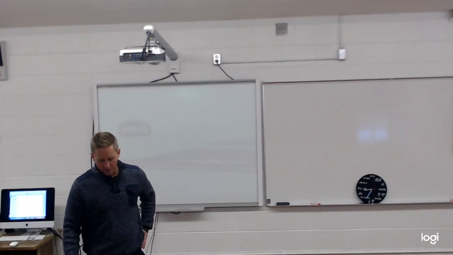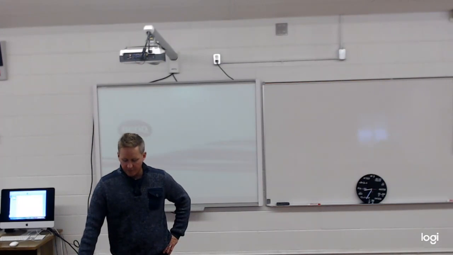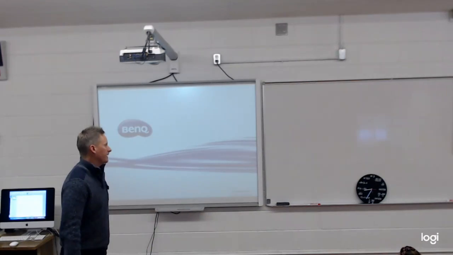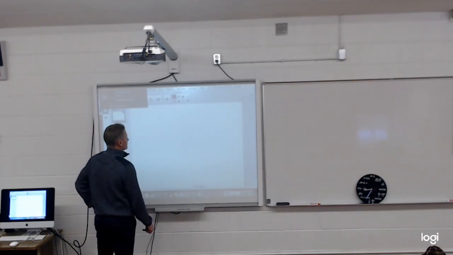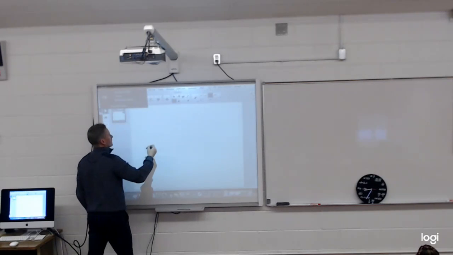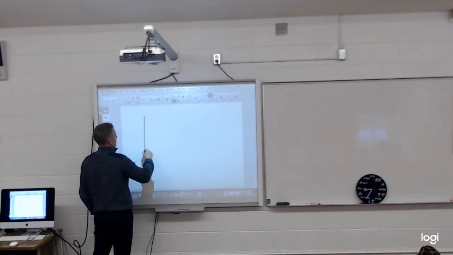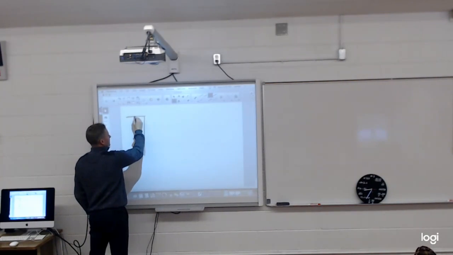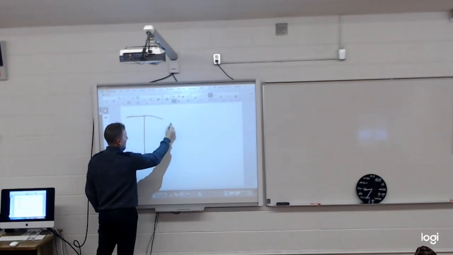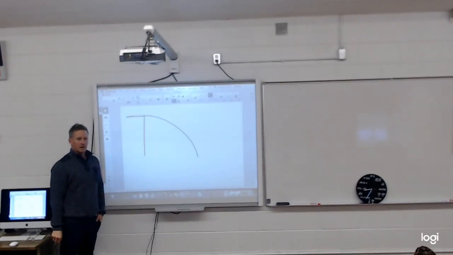A rock is thrown horizontally at 10 meters per second from the top of a cliff 122.5 meters high. How long does the rock take to reach the ground, and what is the horizontal displacement of the rock? Okay, so we looked at this question before. So a person standing at the top of the cliff throws a rock off the top of the cliff and it lands over here.